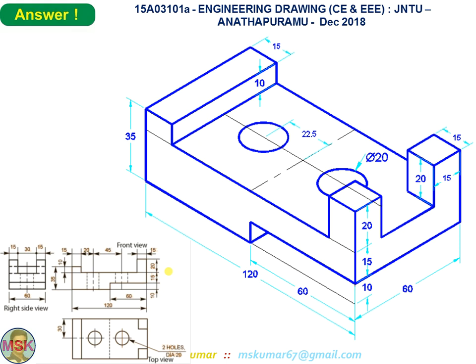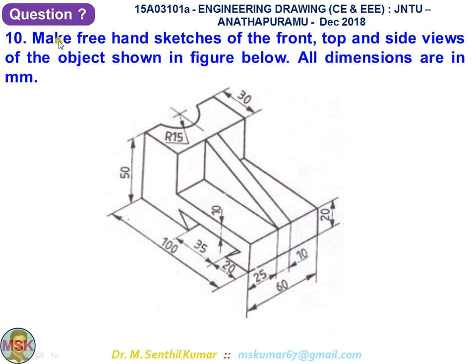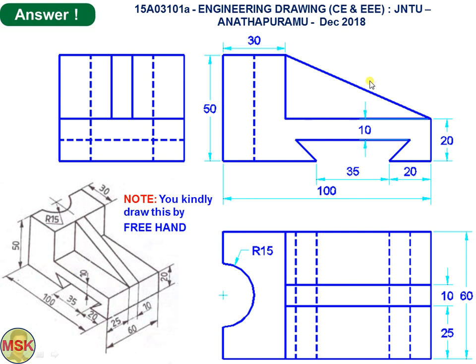Now we move on to the last question. The final 10th question is to make freehand sketches of the front, top and side views of the object shown in the figure below. All dimensions are in mm. You have to draw the three different orthographic views, front, side and top view, by freehand. I have shown the three orthographic views by drawing the lines and arcs using the instrument, but you have to draw all the lines and arcs by freehand. That is the only difference. So this is the question and this is the answer. Kindly take note of it and draw this by freehand.